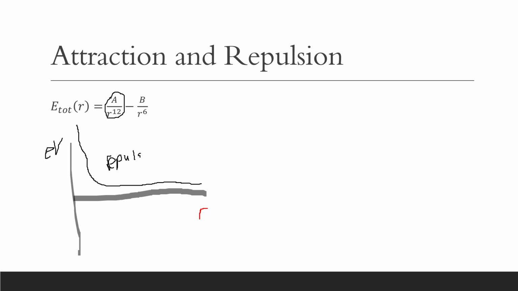Now the other term, this negative term, will be your attractive term, and that is going to go down towards negative infinity. Okay, and then those two, this whole equation, when it is put together in one graph, will look like this.